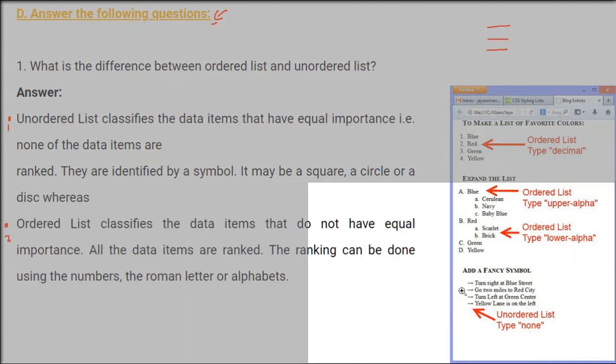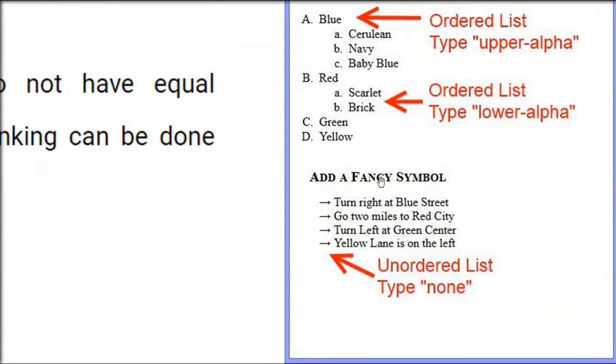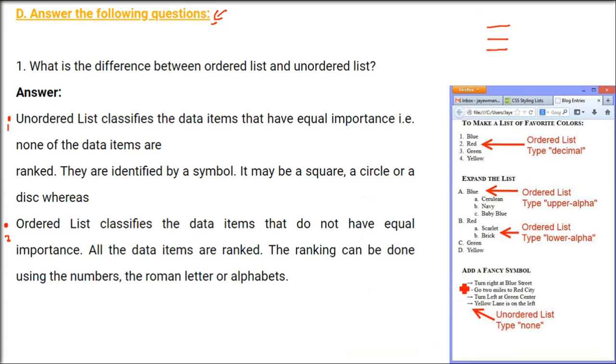They are identified by a certain symbol. For example, here you have certain things written. Don't go into the details. Just understand that four lines are written one by one and they have equal importance. They can have an arrow sign. They can have a round sign. They can have a triangle sign. It can have a disc sign in front of it. It can have any sign which is possible in this tag.